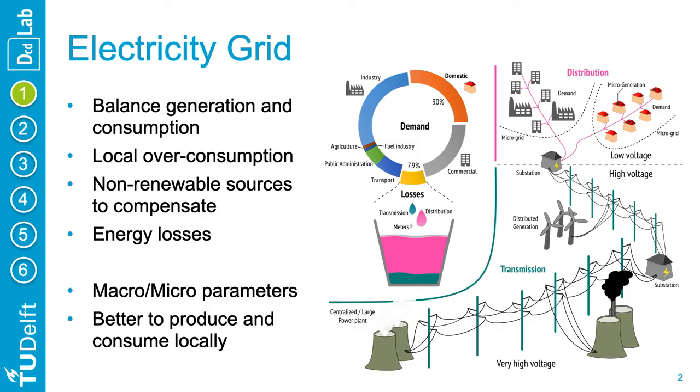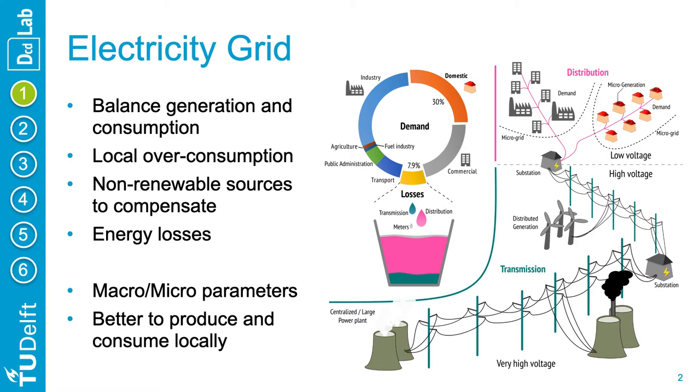Let's go one step back and get the bigger picture. This simplified diagram highlights the key elements of the electricity grid. The most important thing with electricity is that generation and consumption must remain balanced at all times. So at the bottom of this diagram, we can see the large power plants making the bulk of our electricity, transported over long distances at a very high voltage.